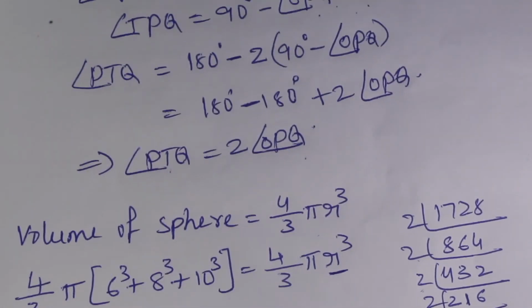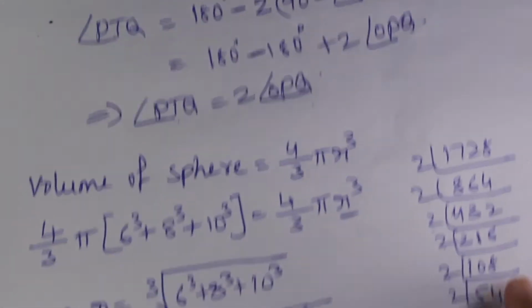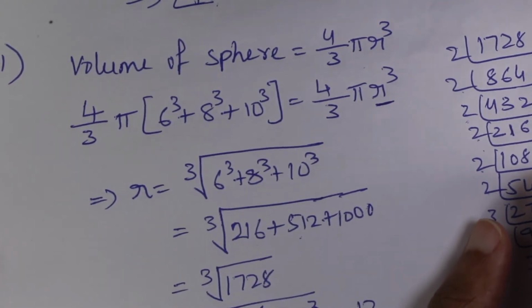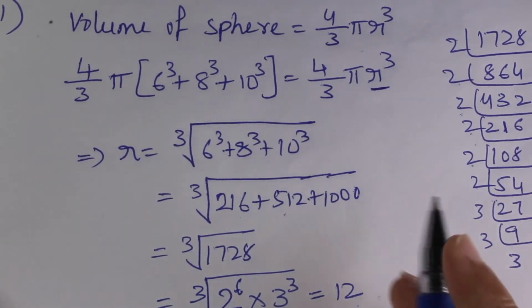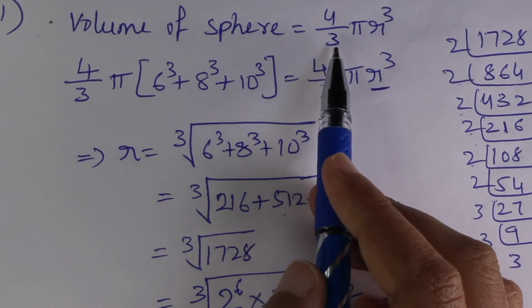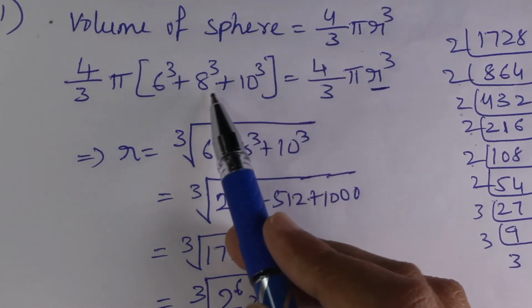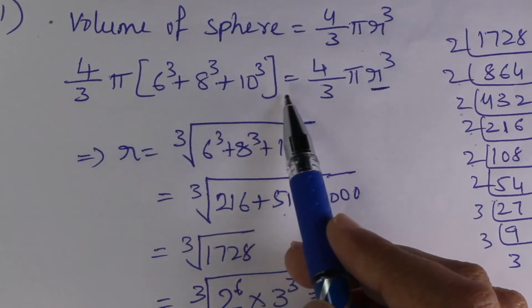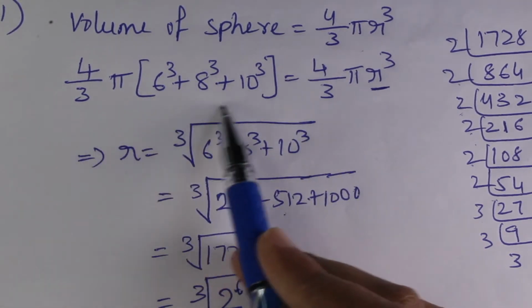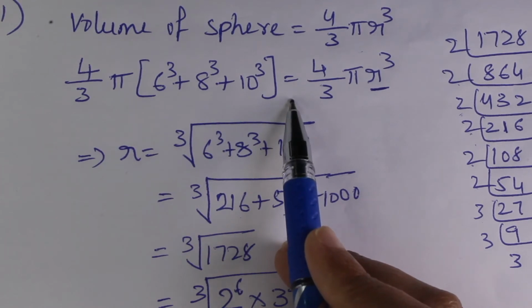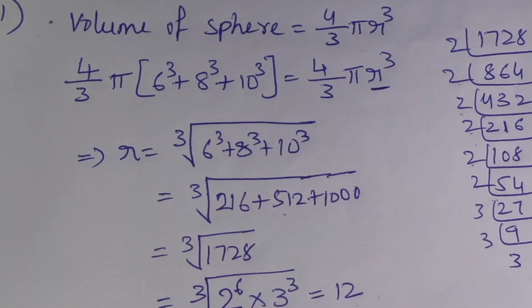I will explain once again. It is given that the volume of the bigger sphere is the sum of the volumes of the three smaller spheres. So I have equated the volume of the bigger sphere to the sum of the volumes of the three smaller spheres. And I have calculated the value of R and I got the answer as 12.